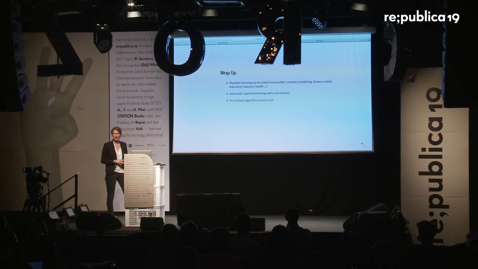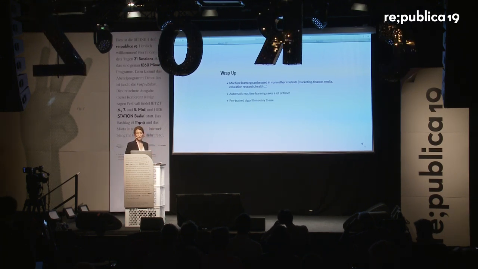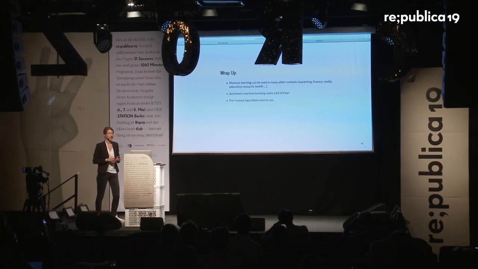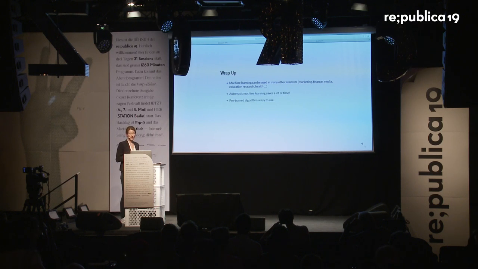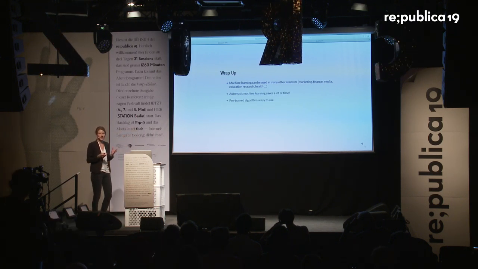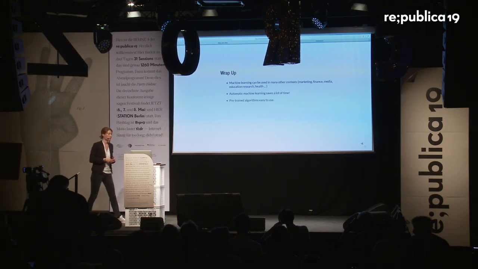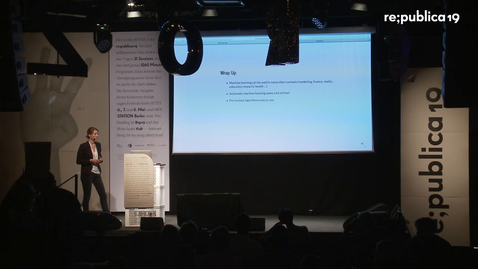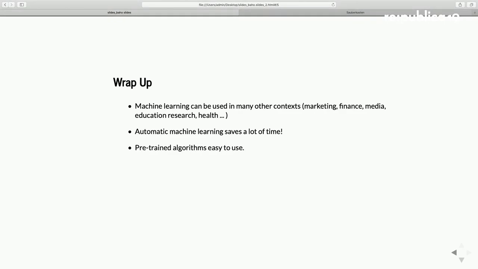So again, just to wrap up what I did here, these machine learning models can be used in many other contexts. Whatever you are interested in, when you have data on a certain topic and want to predict an outcome, it doesn't necessarily need to be binary. It can also be, for example, in this case, you could predict the actual amount of what they received in dollars.